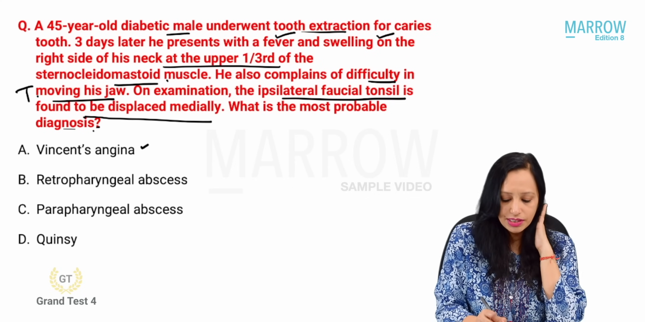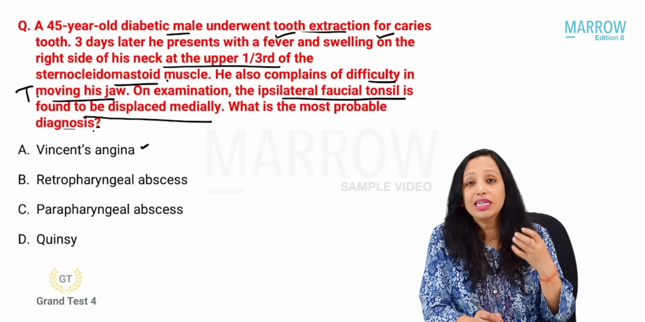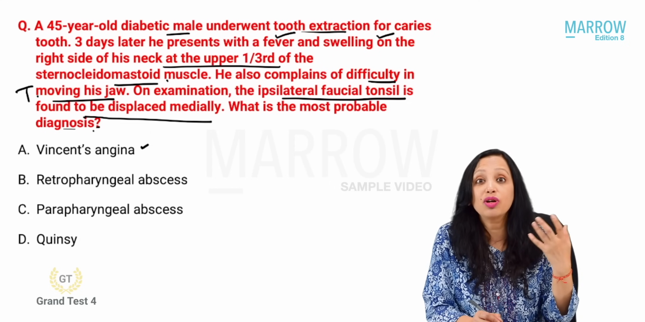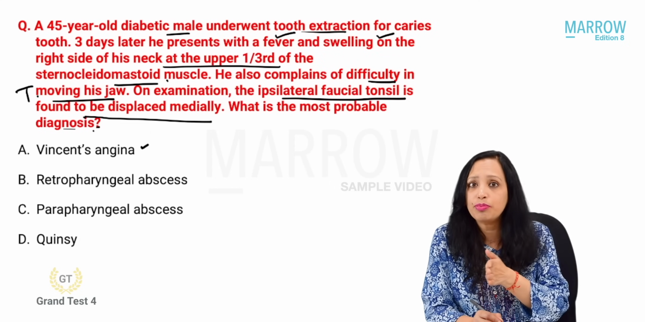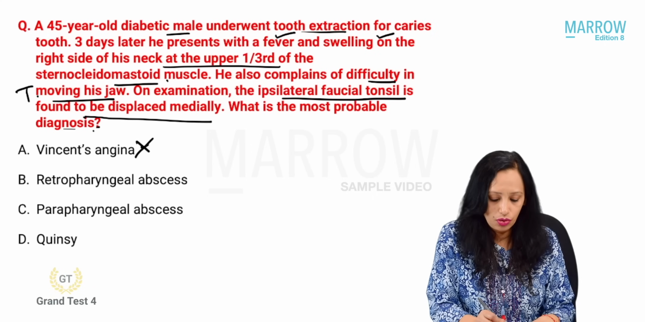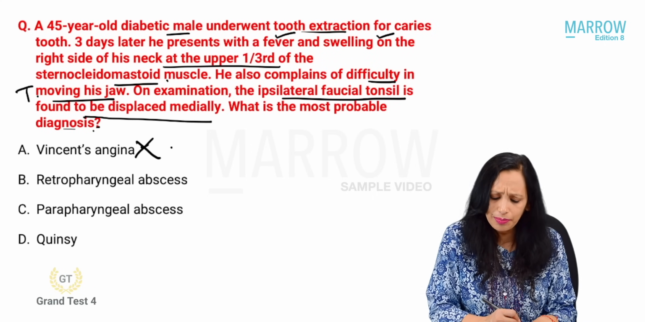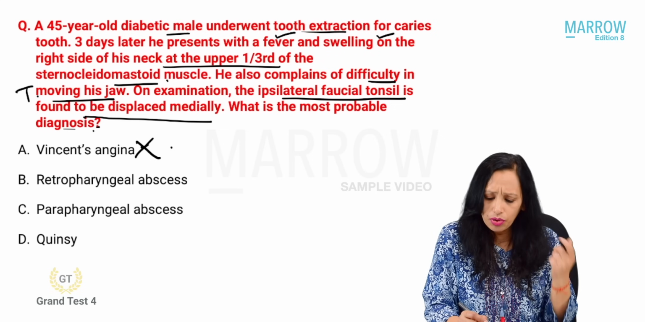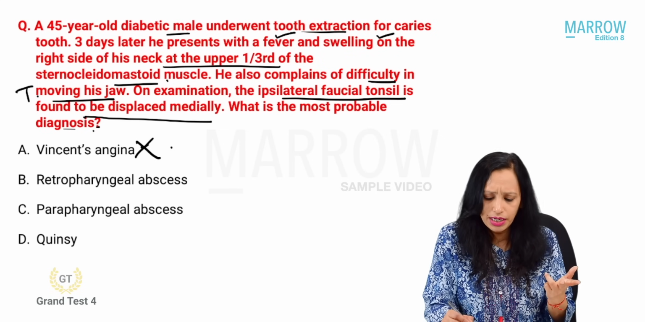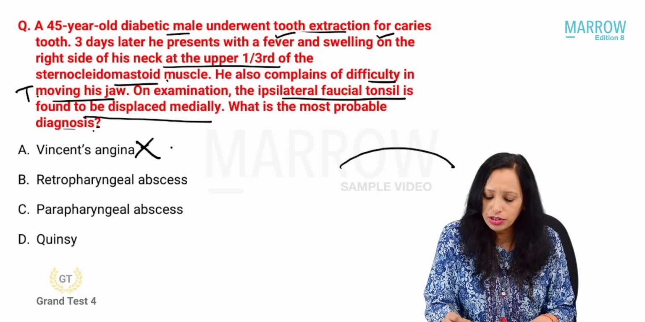Okay, so can it be Vincent's angina? What is Vincent's angina? It is necrotizing ulcerative gingivitis. It is an inflammation of the gingiva. Why will the tonsil be pushed medially and why will you see an external bulge at the angle of jaw? So, no. Retropharyngeal abscess. Retropharyngeal abscess, again there will be no trismus, no tonsil pushed medially, no external bulge here. In retropharyngeal abscess, the bulge is where?